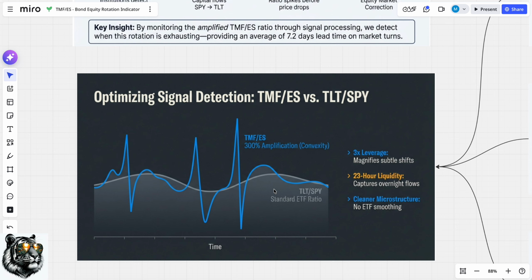In terms of the ES, it gives us 23-hour liquidity, so it captures overnight flows and gives us a better understanding. And overall, with those two, it gives us a much cleaner microstructure for the ratios. And so we use the TMF/ES ratio. It gives us the right type of insights and timely signals.